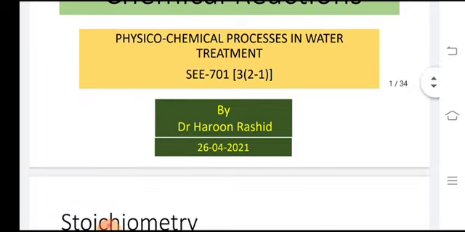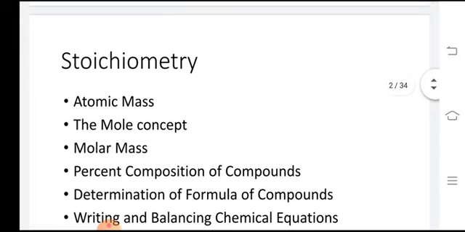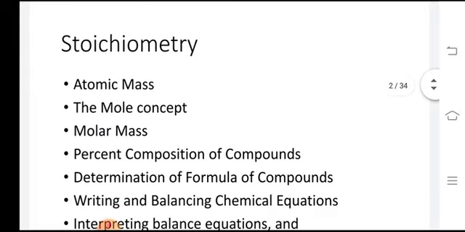Furthermore, we will be revising some of the basic stoichiometry concepts which you have already gone through, and you have revised in the previous lectures. And again, we will have some practice on that. We will see how they are being implemented in our environmental processes, and what is actually their significance.